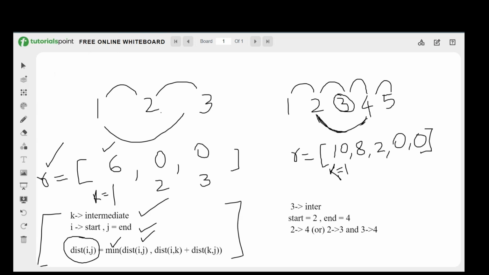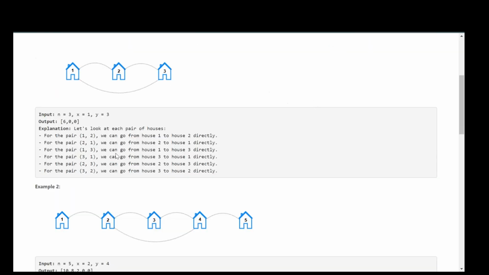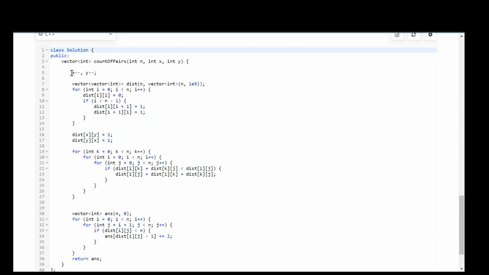We'll be going through the code. I would still suggest you people to first go through the Floyd Warshall algorithm. Then it is just an implementation of that particular algorithm. First we are doing x minus minus and y minus minus. Basically this depicts that we are converting it to zero based indexing.